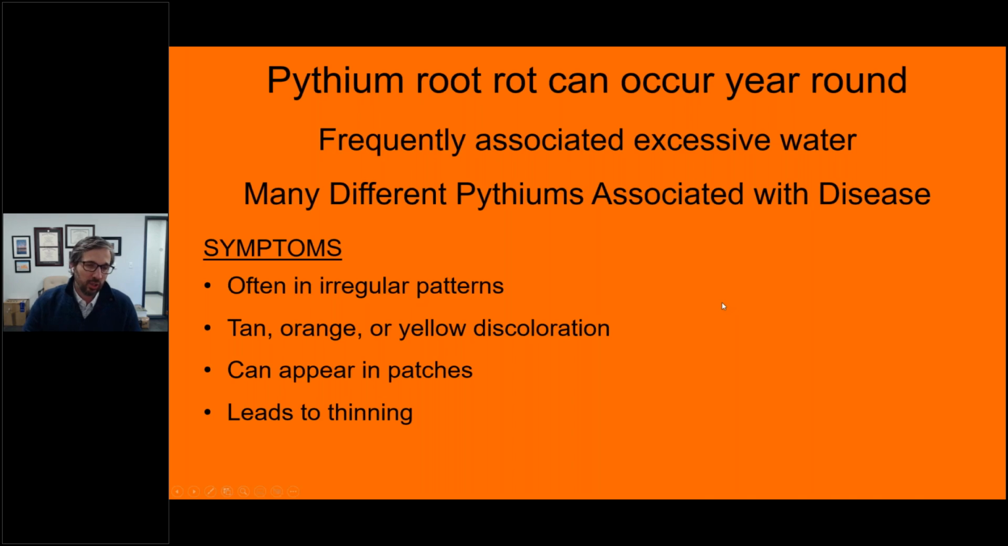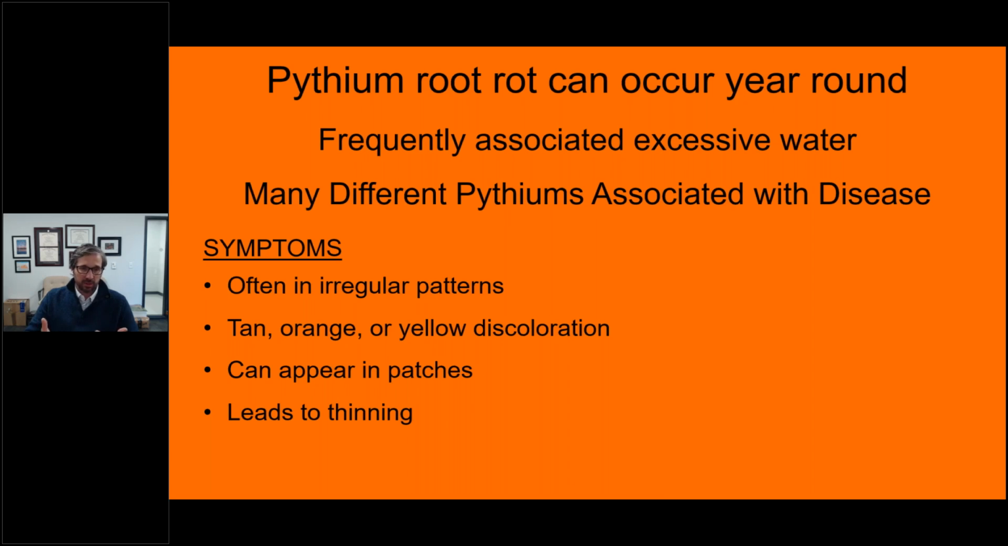Now, in thinking about diseases of the roots, oftentimes Pythium root rot is typically more problematic than we see Pythium blight. There are issues where we see Pythium blight and Pythium root rot occurring at the same time, and that's really just a buildup of that Pythium inoculum in certain situations. But again, similar to Pythium development in general, we associate Pythium root rot with excessive water events. And again, there are many different Pythiums that can be associated with that disease.